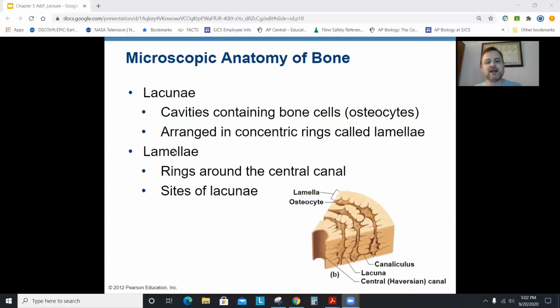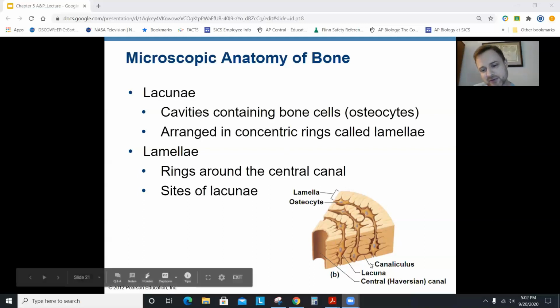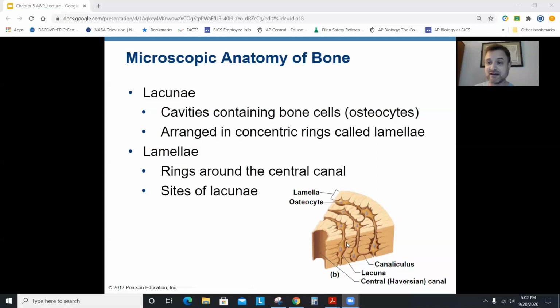So lacunae and lamellae. Lacunae is basically a cavity inside bone. Let me find one here. Like here's one right here. It's a cavity inside bone that houses the bone cells called osteocytes. Back in chapter 3, we saw the word lacunae, and I said it was basically a gap or a place where you have cells. In this case, they're osteocytes because those are the cells that make bones.